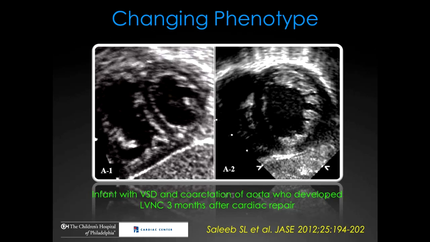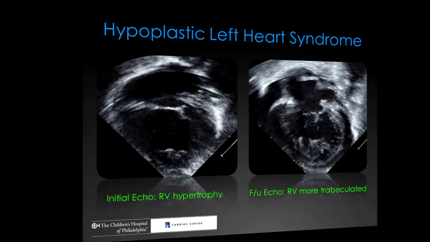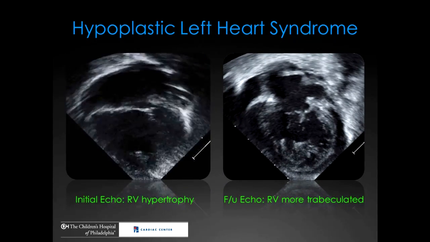With regard to congenital heart disease, we can also see changing phenotype. This is an example from the study I showed you of echo reproducibility in the pediatric population. This is an infant who had a ventricular septal defect and coarctation, which were repaired. You can see on the panel on the left that the myocardium of the left ventricle looks relatively normal. But 3 months after the cardiac repair, you can see that the ventricle has become hypertrabeculated. And the cause is unknown.